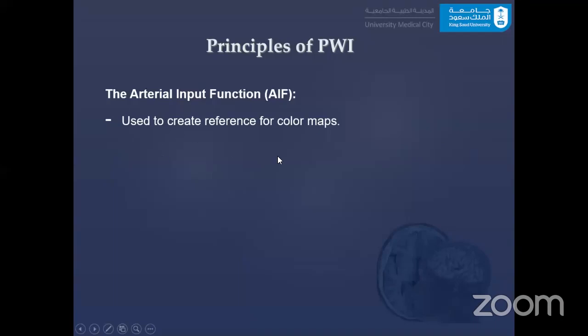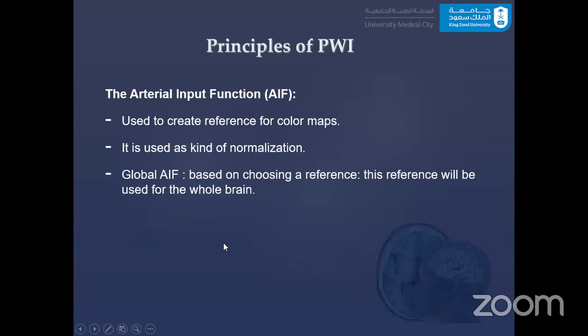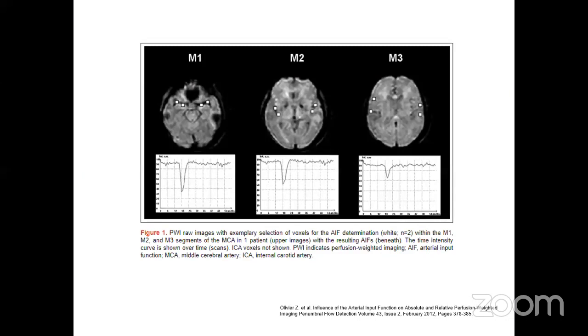It is used to create a reference for color maps, and it's used as a kind of normalization. There are two techniques. The first is called global arterial input function, which is based on choosing a reference. This reference will be used for the whole brain. We will show you some examples. Or we can use the local arterial input function, where each pixel has its own reference. Both methods are applicable, and most of the machine software now uses both of them. You can select whether to use the first or the second.